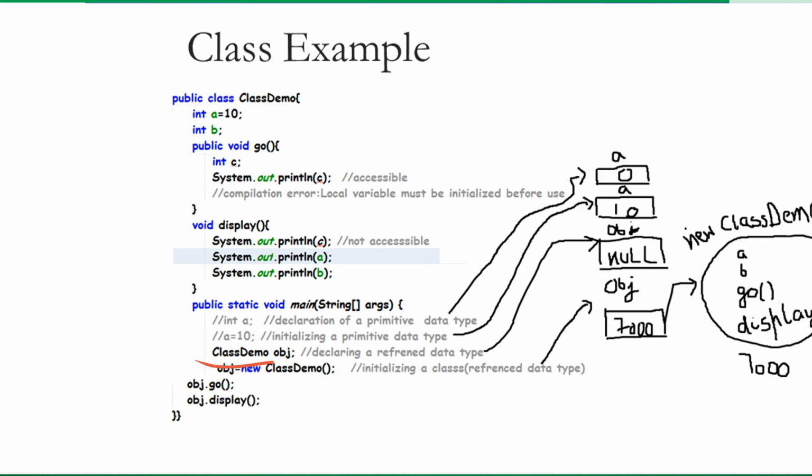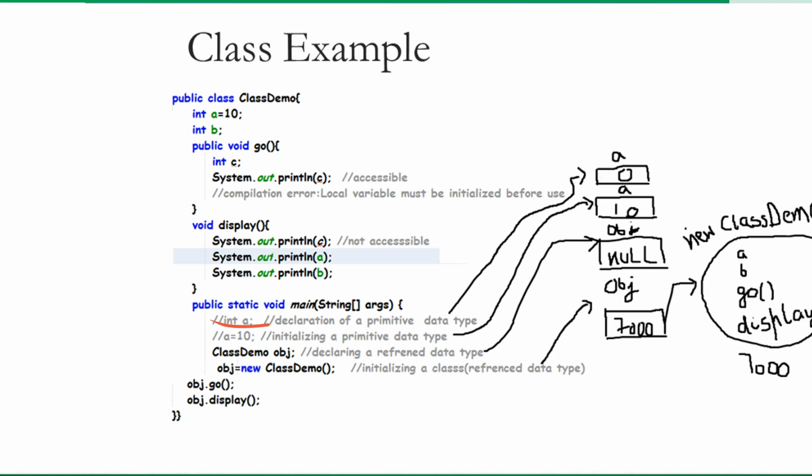Now before telling you how reference data types can be initialized, let me tell you, because class is a reference data type, it must be initialized using the new keyword. To create the object of any reference data type, or to initialize any reference data type, we must use the new keyword. But before that, let me remind you how we were initializing a primitive data type.